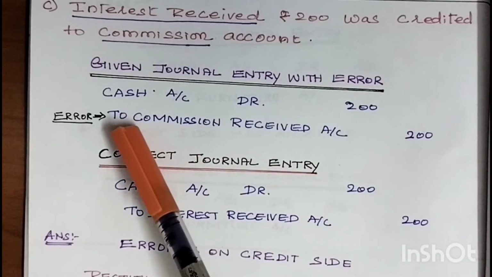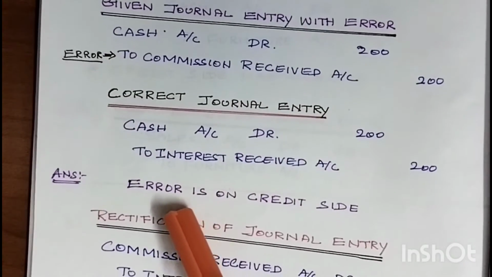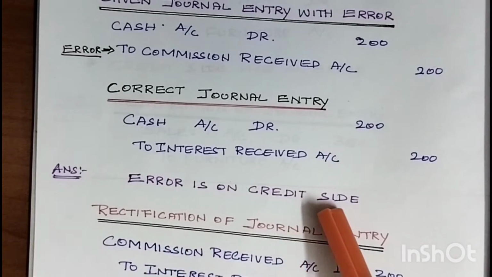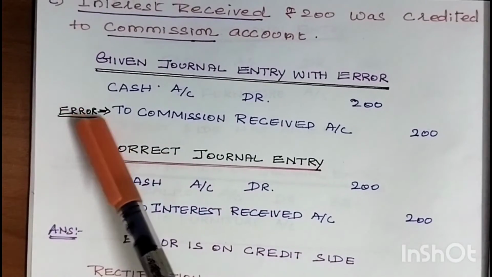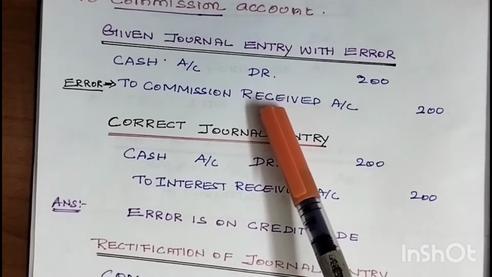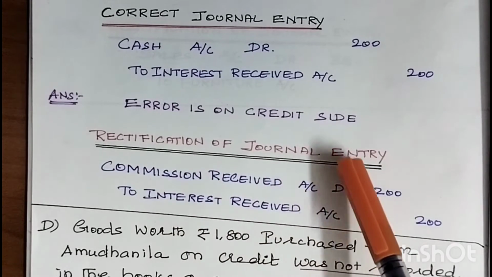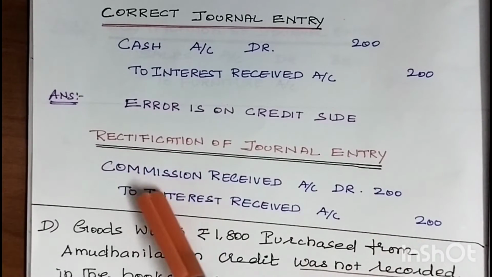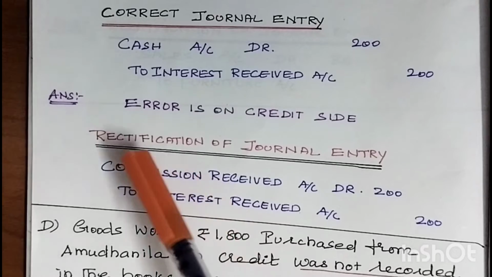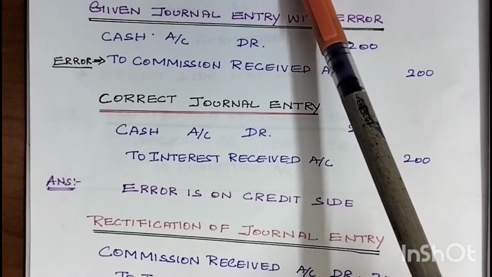Okay, so on the credit side we have the error. Which side do we have the error? The error is on the credit side. So this is the error. Now we have found the error. How do we rectify it? This is the answer. The rectification of the journal entry is interest received 200 rupees.